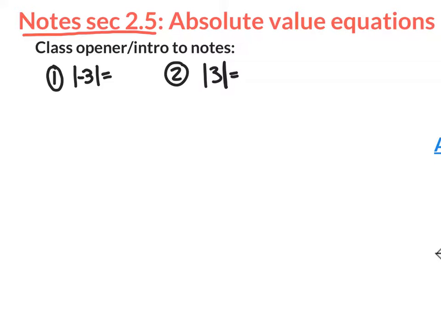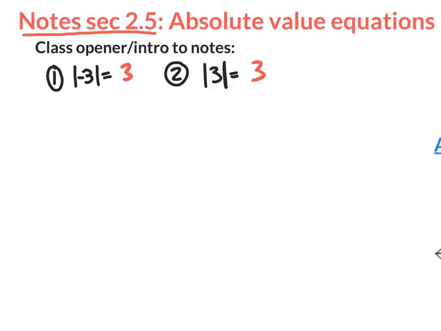So to begin this video, we're going to start with these two simple absolute value equations. What is the absolute value of negative 3? Positive 3. What's the absolute value of positive 3? Negative 3? No, it's also 3. In order for us to understand absolute value, we need to know the definition of absolute value.